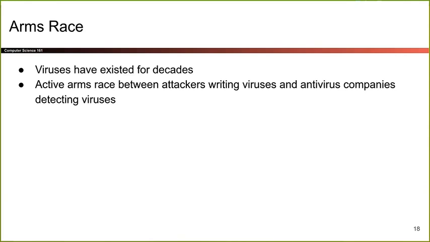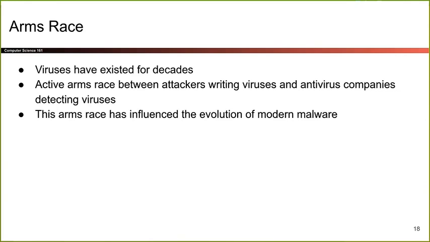Then the attackers try to find ways to avoid the detection. So they go back and forth and back and forth. And as this race continues, the malware evolves. So this race of attackers trying to find ways to avoid the detection and the detectors trying to find ways to capture the attackers has influenced modern strategies for how malware propagates. And we'll see some of those.